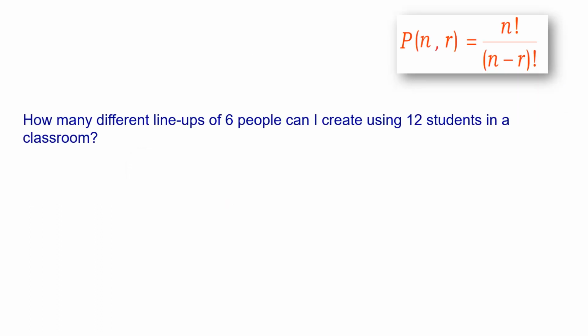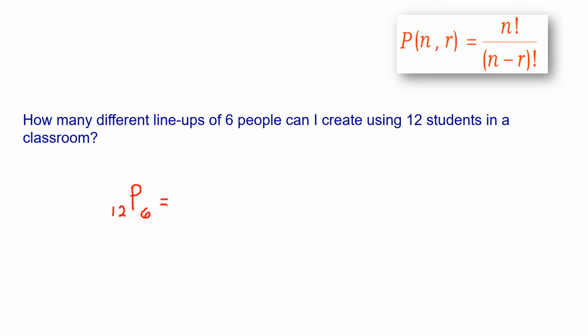So let's just now look at some examples. This says, how many different lineups of 6 people can I create using 12 students in a classroom? So I have 12 students to choose from, so 12 would be my n, right? But I'm only picking 6. So I would need to find the number of permutations of 12 students taken 6 at a time, right?